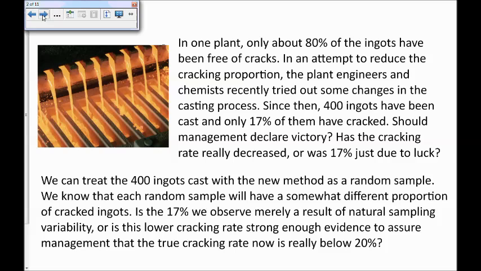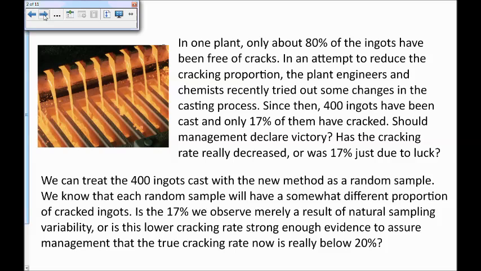Okay, so we are assuming that we can treat the 400 newly cast ingots made with the new method as a random sample, which actually isn't a random sample, but let's just treat it as a random sample for now. And we are wondering: is the 17% that we observe merely a result of natural sampling variability, or is it low enough that we have enough evidence to assure management that the true cracking rate is now below 20%?